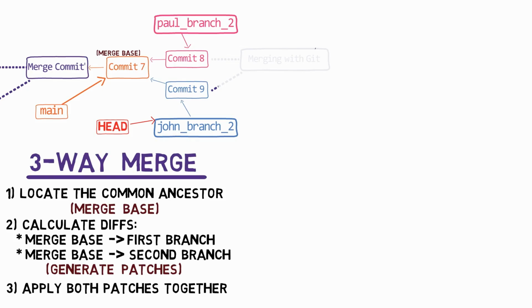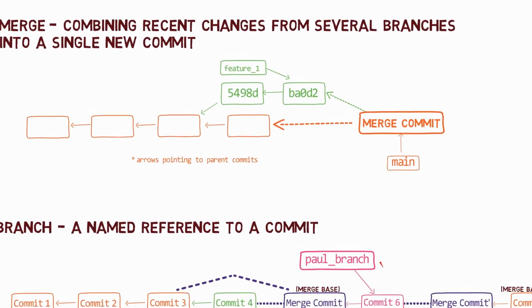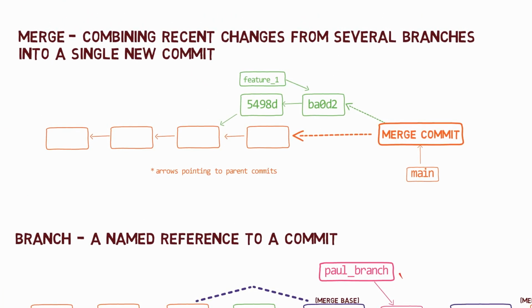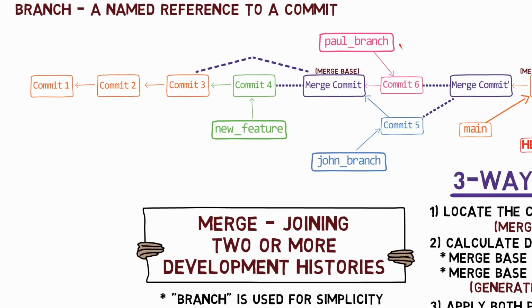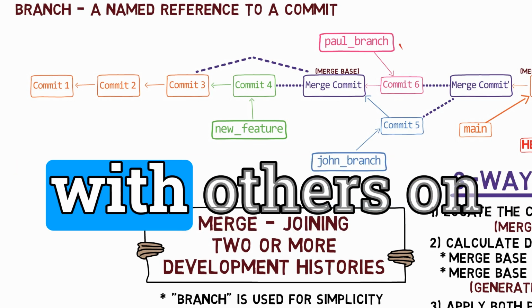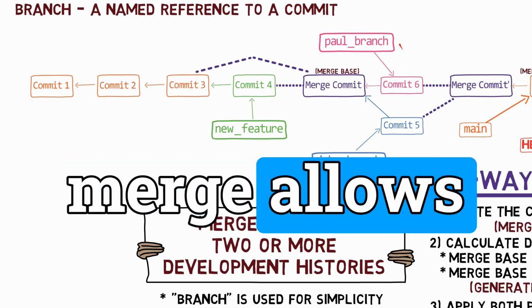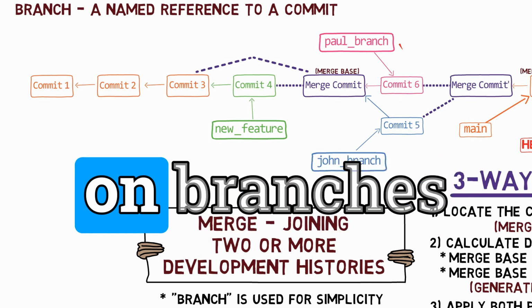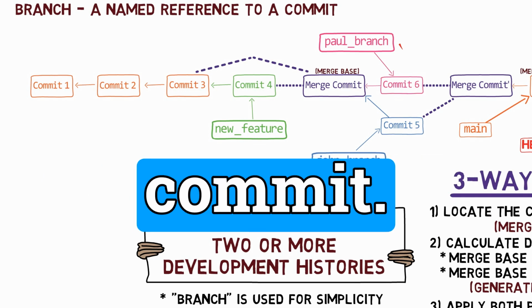So to summarize, in this video, we learned about Git merge. We said that merging is a process of combining the recent changes from several branches into a single new commit that is on all of those branches. We explained that merging is the complement of branching in version control. That is, a branch allows you to work simultaneously with others on a particular set of files, whereas a merge allows you to later combine separate work on branches that diverged earlier from a common ancestor commit.